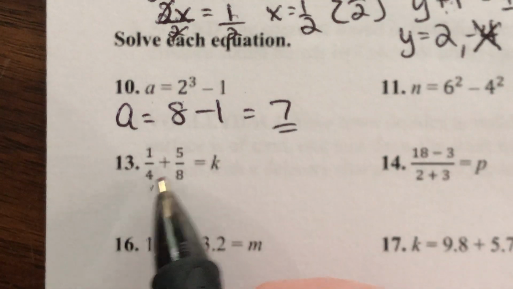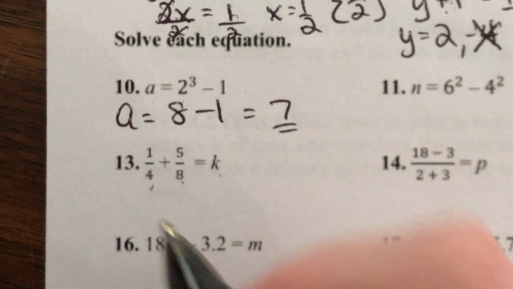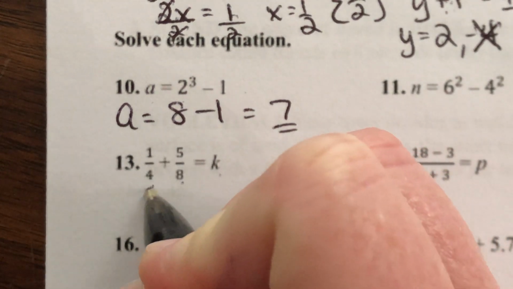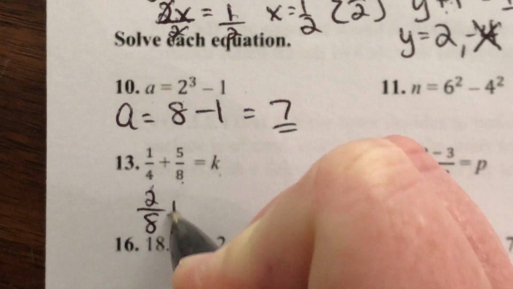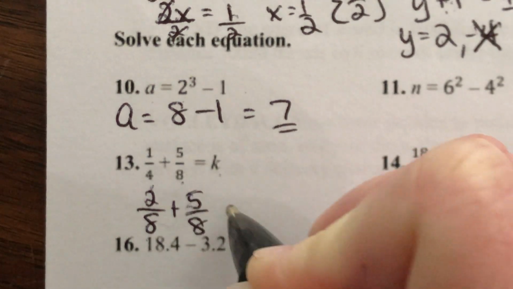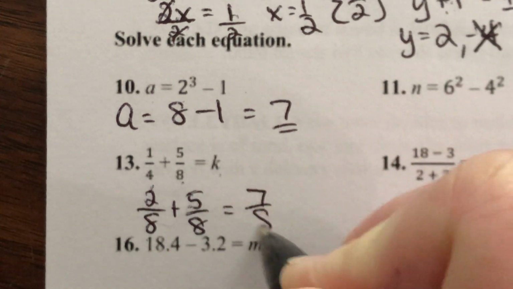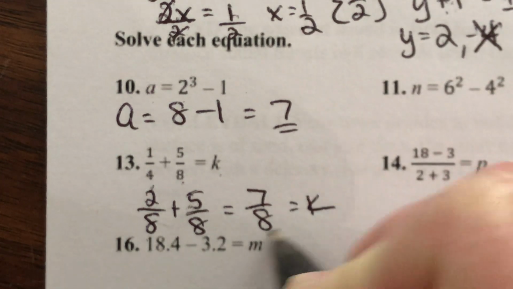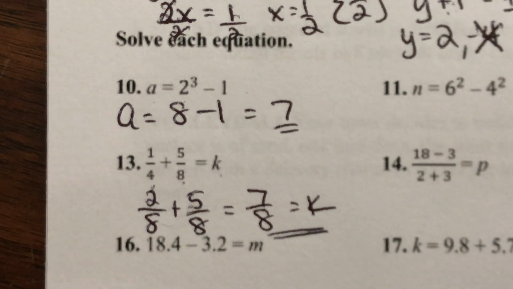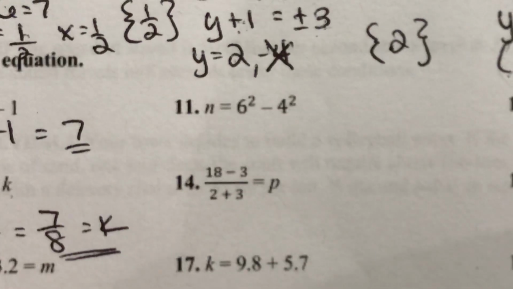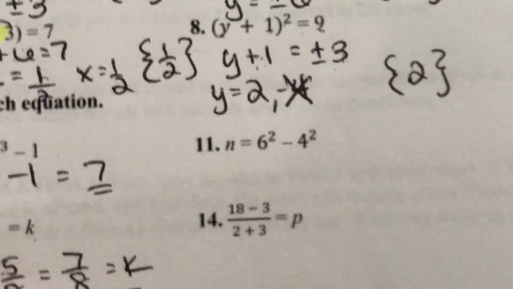13, 1/4 plus 5/8 equals k, so I can change 1/4 to 2/8, and 2/8 plus 5/8 equals 7/8, which is equal to k. So k equals 7/8 there. Feels like we're going backwards a little bit, right? Because we just went through that whole weird thing with the replacement set, and now we're just solving like normal.